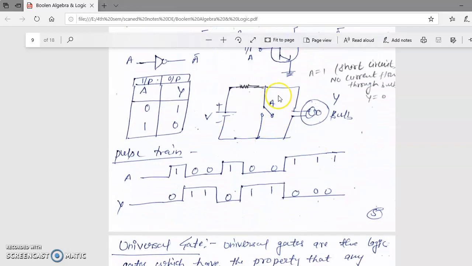Okay, this acts as an open circuit, and the other as a short circuit. If A equals 1, this circuit is closed and acts as a short circuit, and across the short circuit we get 0 voltage. Okay, and when open, full voltage is obtained at the terminals of the bulb. Pulse train, it is very easy: A and the pulse train, that is Y equals A bar, just the opposite of this.